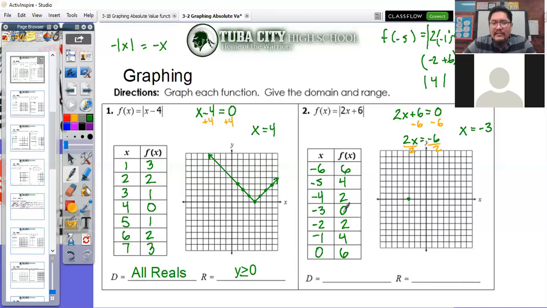Now we should have enough to graph our entire line. So go back 6, up 6. Back 5, up 4. Oops, that's not 4. Up 4. What's the next one? -4, up 2. And then -3, 0. Okay, so we already have that part marked out. -2, up 2. -1, up 4. And then 0, 6.